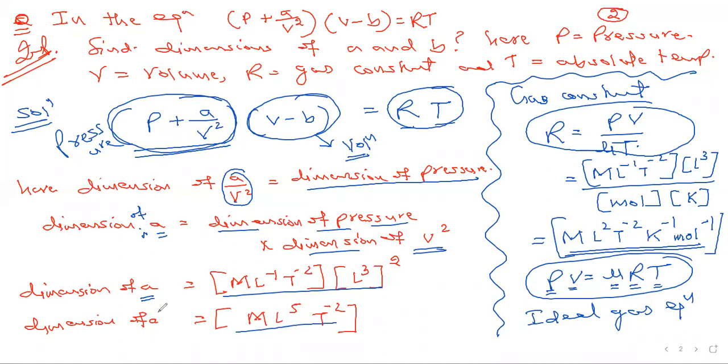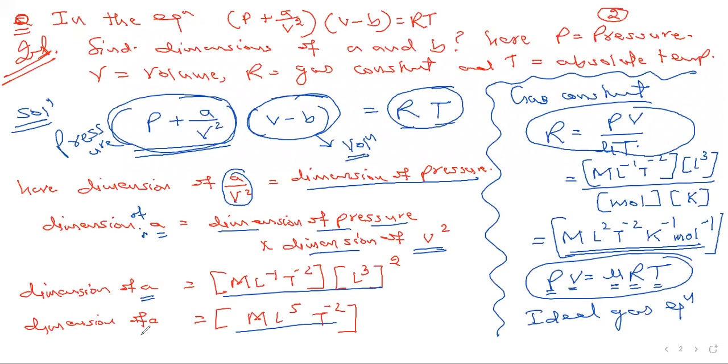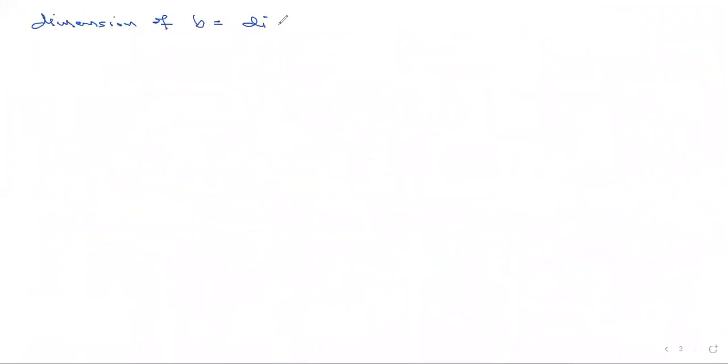Am I clear? In this way, you can say the dimension of B, look carefully, here you see this is V minus B. It means the dimension of B must be equal to the dimension of volume. So its answer is L cube. Am I clear in my words?